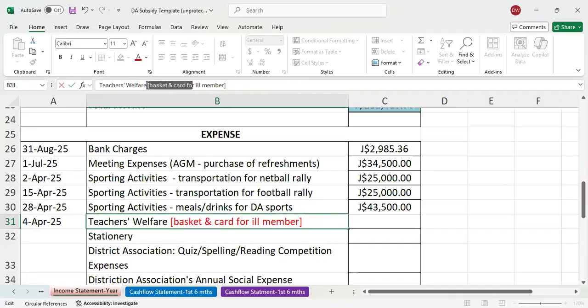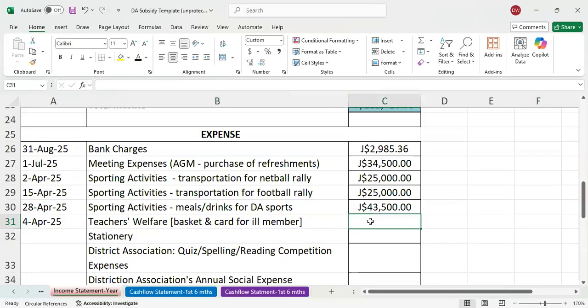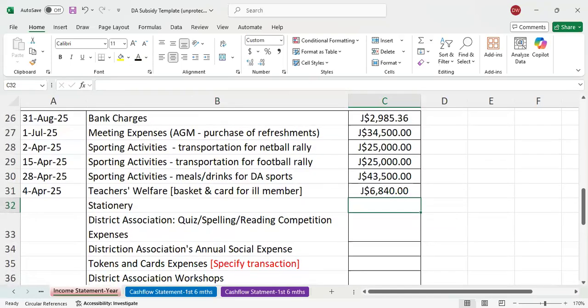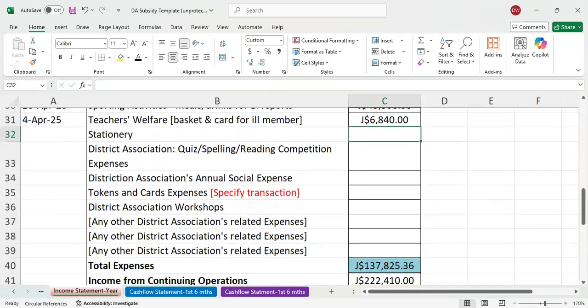So as we continue, that totaled $6,840. So stationery was not purchased. The district did not have any competition.